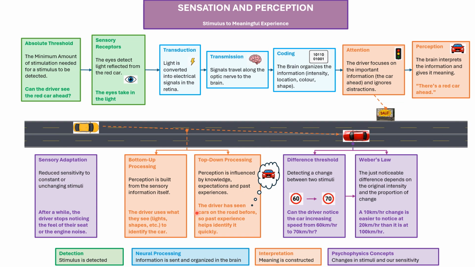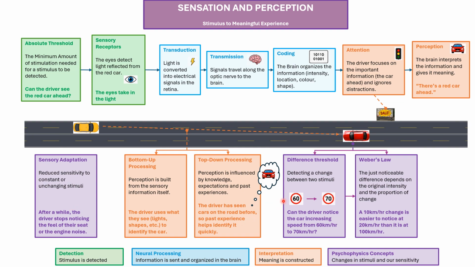The mind map also demonstrates how sensitivity to stimuli can change. Sensory adaptation occurs when we become less aware of constant stimulation, such as the feeling of the seat or the sound of the engine during a long drive.